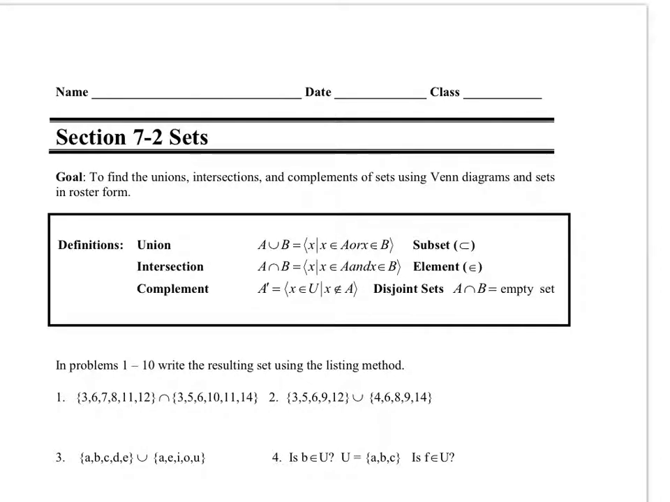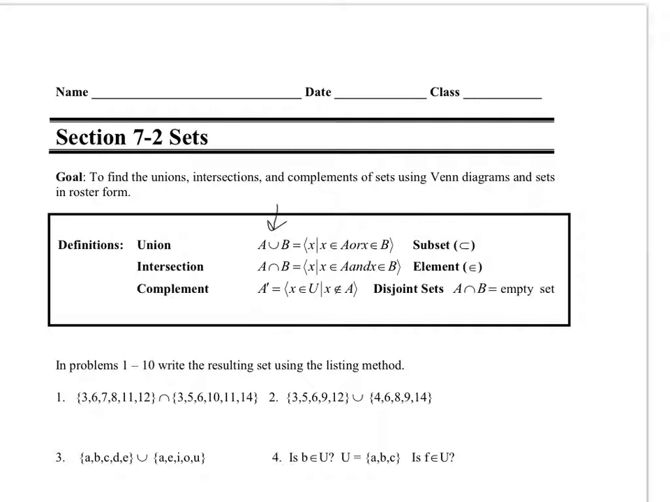In lesson 7-2, we're going to begin talking about sets and set theory. So there are some definitions that you need to understand before we get started. If you look in the box, the first one you will see is A union B.